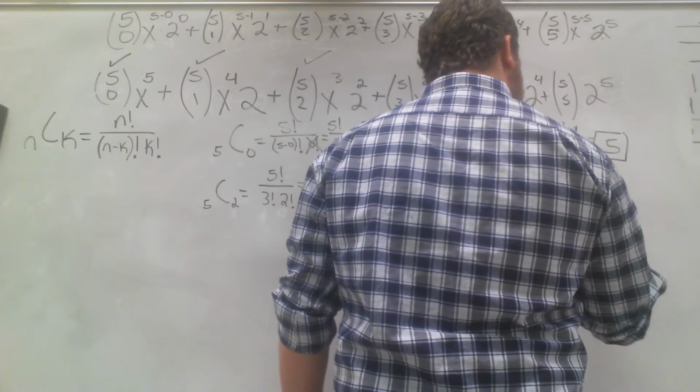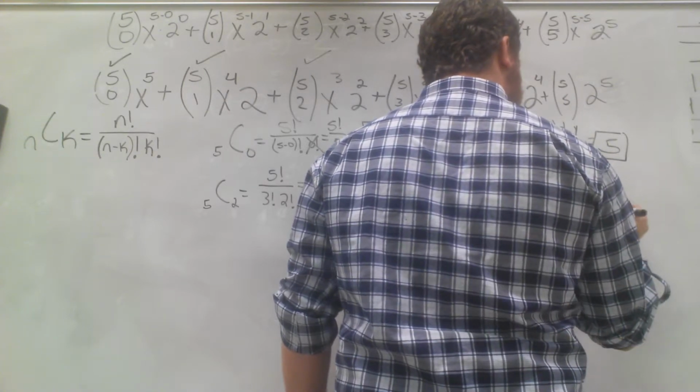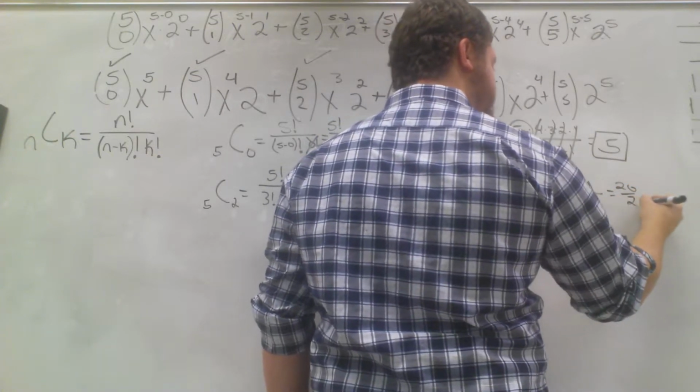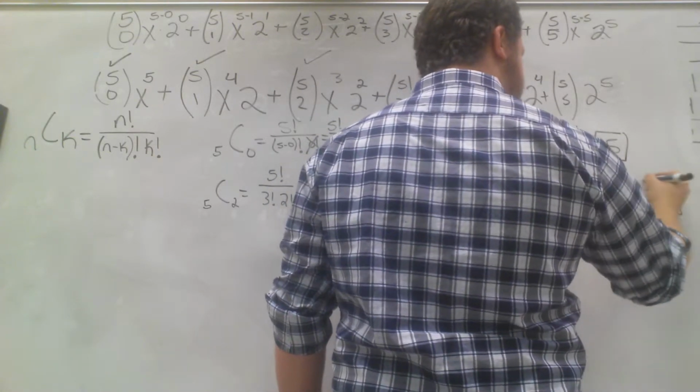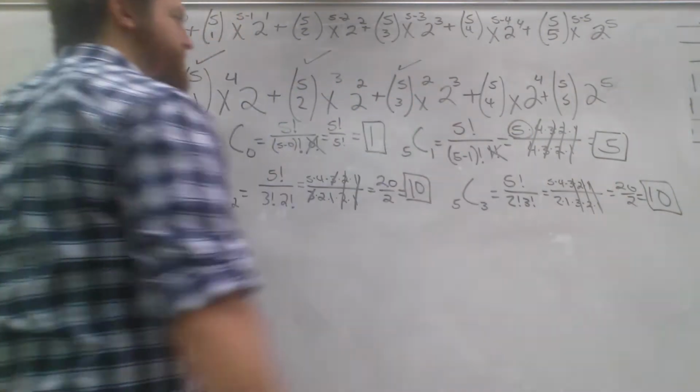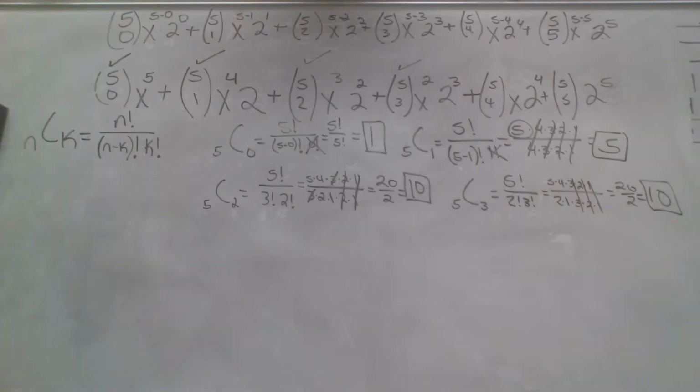Well, we're going to find out. 2 times 1 times 3 times 2 times 1. 1s, 2s, 3s cancel out. I get 20 over 2. Wow, I got the same answer. 1, 5, 10, 10. Keep going. We've got 2 left.